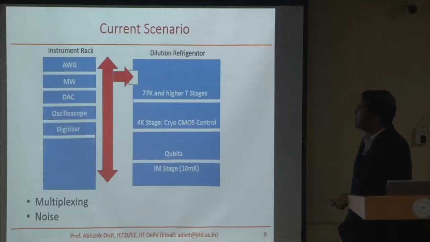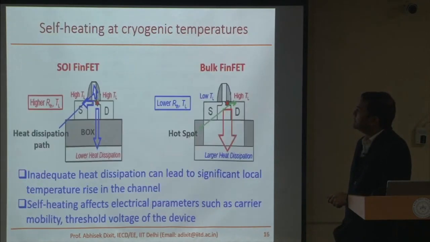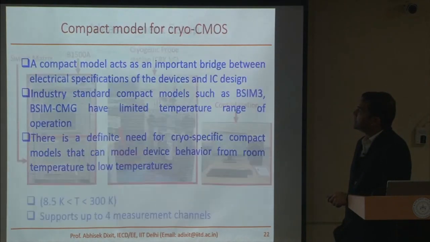So the lifetimes we have measured, at least the TDDB lifetimes, are much longer. I have shown that data. They are much longer at cryogenic temperatures.